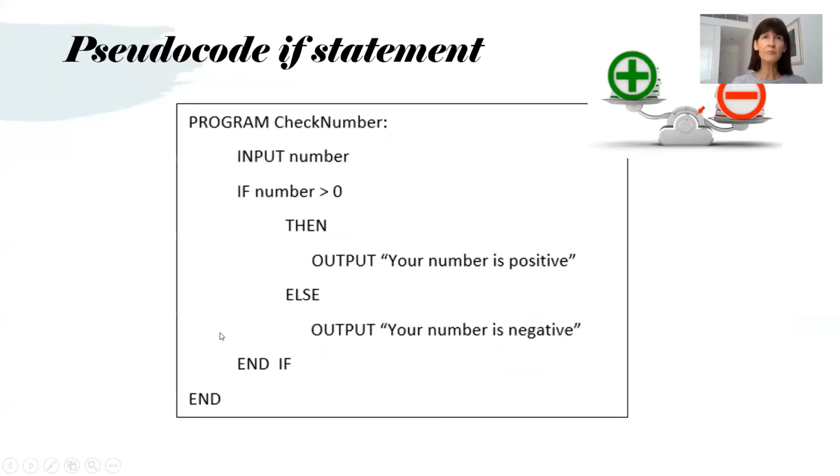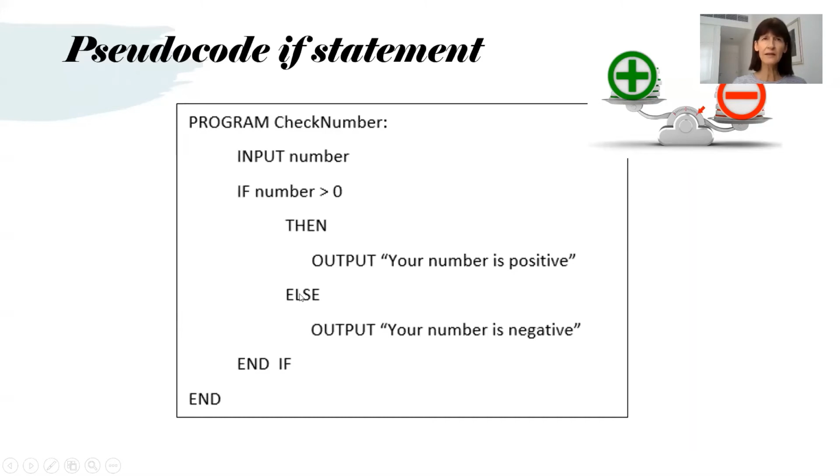Let's look at an example. So program check number, input number. If number is greater than 0, then output your number is positive. Else output your number is negative. End if. Please note in the if statement that everything that belongs inside the if is indented.